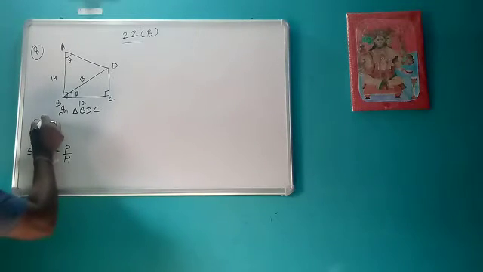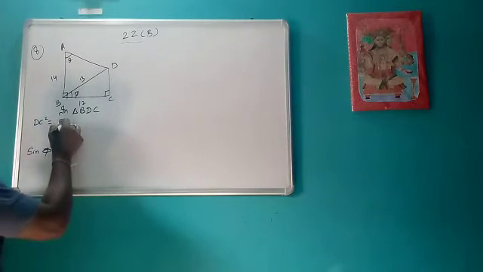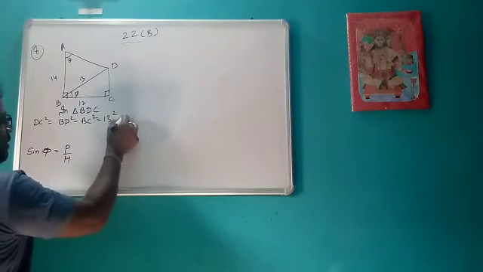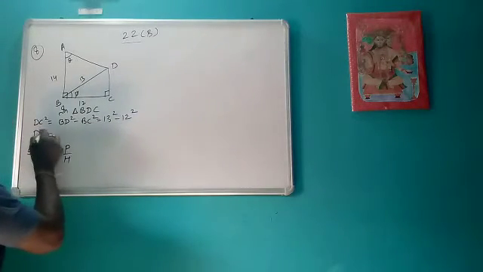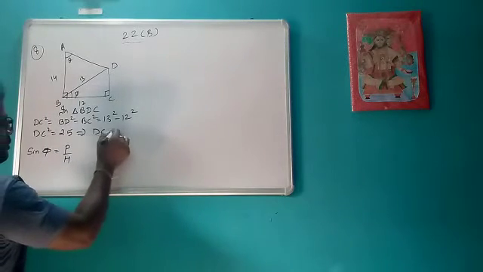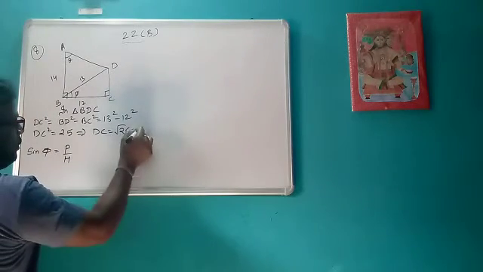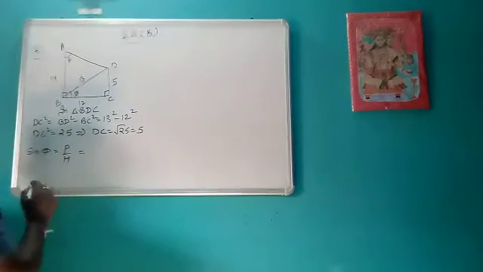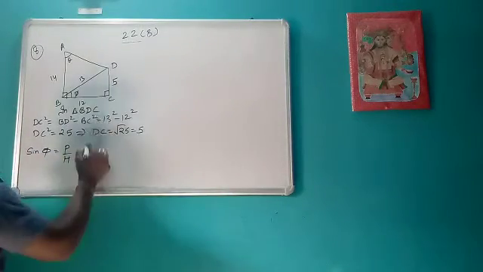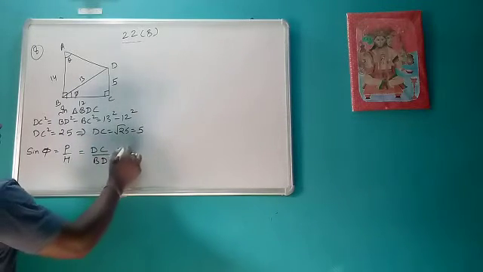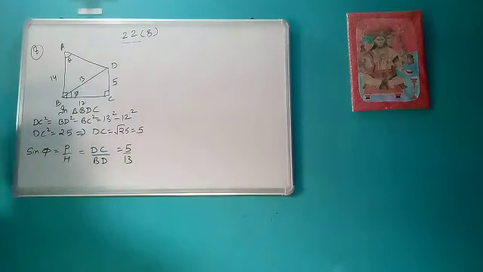So DC square will be BD square minus BC square, that is 13 square minus 12 square. So you will get DC square equal to 25. That means DC is equal to square root of 25 or 5. So this is 5. So what is your sine phi? Sine phi is perpendicular upon hypotenuse. So 5 upon 13. This is how you can find the value of sine phi.